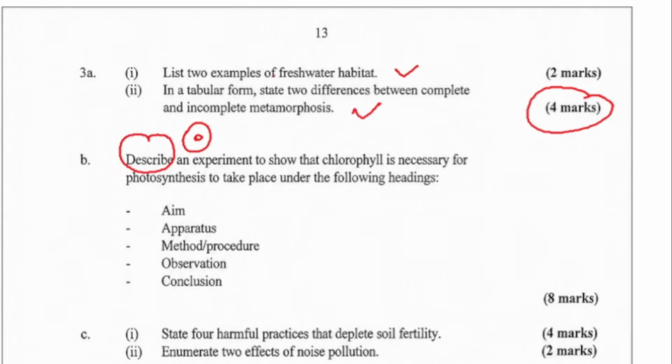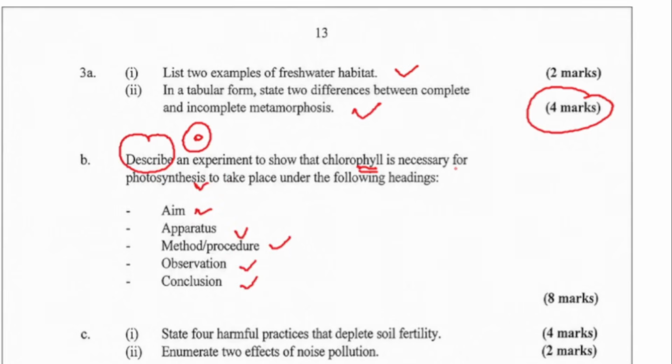This is why I had to go and do this review, because I felt I should just tell you guys this thing as you prepare for the exam. Now, this one is to show that chlorophyll is necessary for photosynthesis to take place. The same thing: aim, apparatus, method and procedure, observation and conclusion.